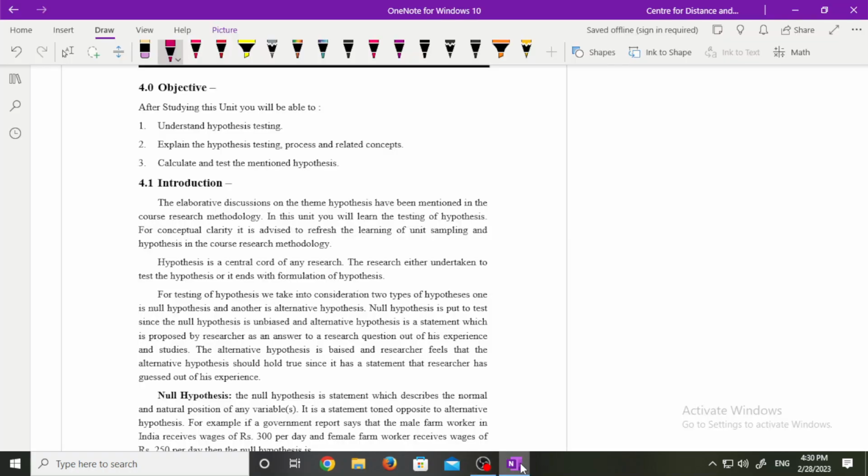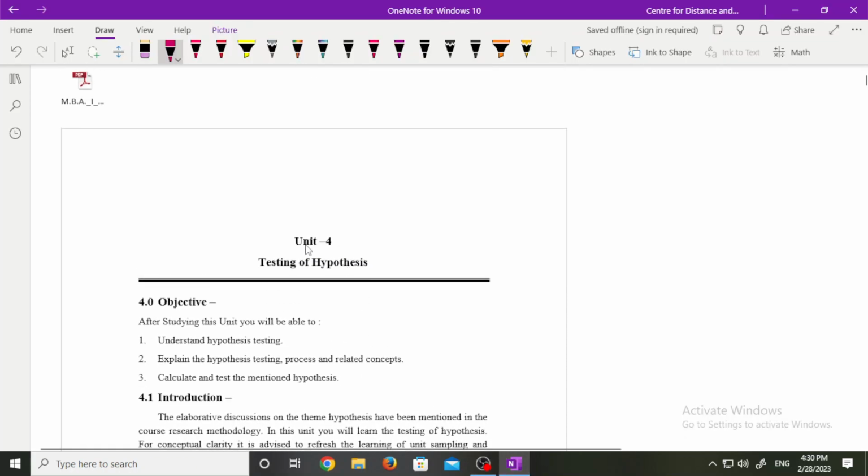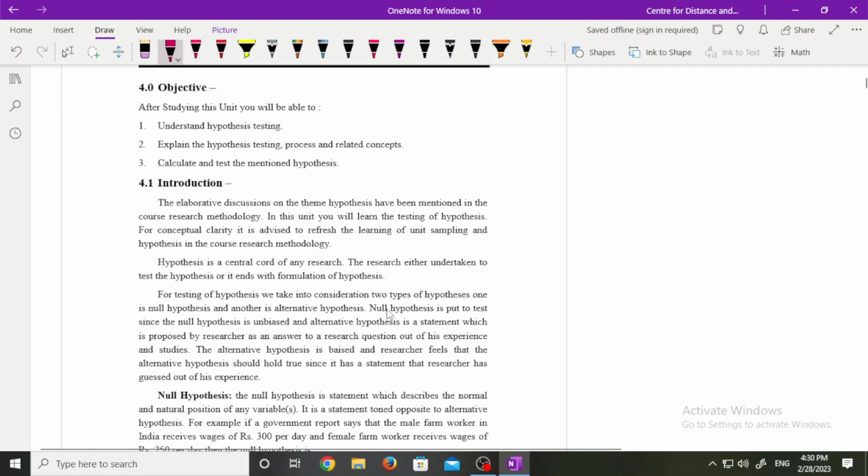Today we are going to learn our unit number 4, that is testing of hypothesis. Now first we study about hypothesis. Hypothesis is an idea that is suggested as the possible explanation for something but has not yet been found to be true or correct. Okay?